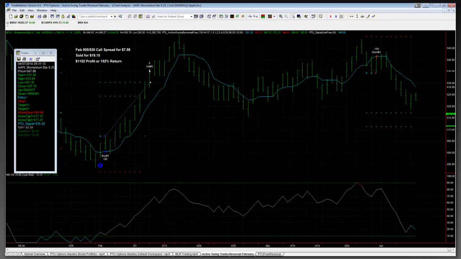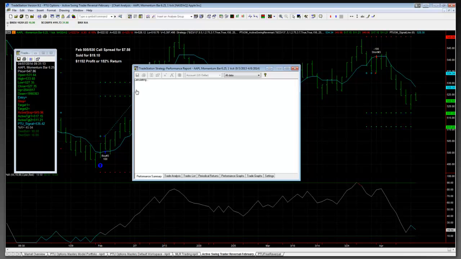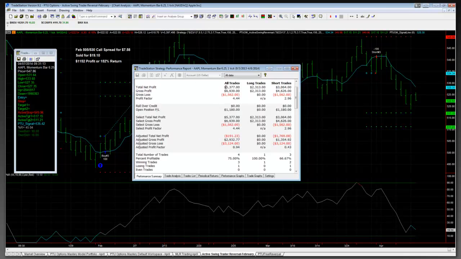Okay, in fact, let me show you some of these performance reports. These are trades going back to September of last year. Okay, again, Apple, it's been kind of slow. Apple's been kind of stuck in a sideways pattern for the last number of months, but we've still been active. We've won 3 out of the last 4 trades going back to September.